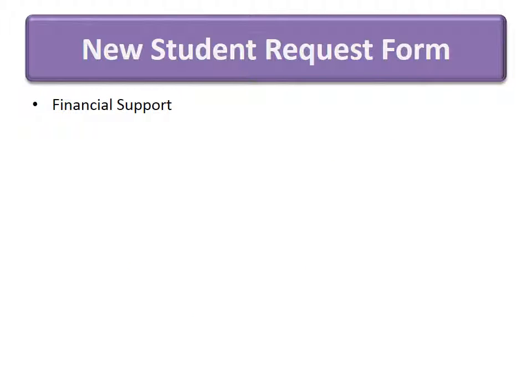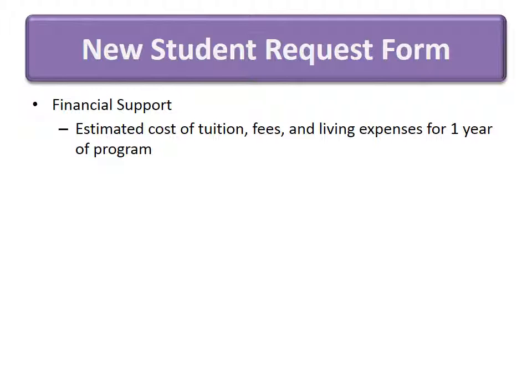If you are not fully funded by the University of Rochester, you will need to provide evidence of financial support. Documentation is required to cover the estimated cost of tuition, fees, and living expenses for the first year of study in your program. Your department can tell you the amount you are expected to show.